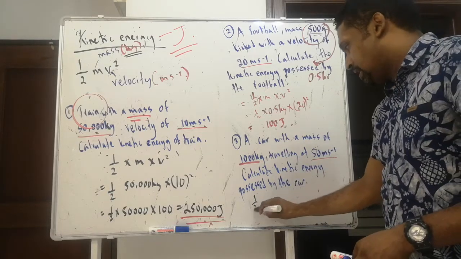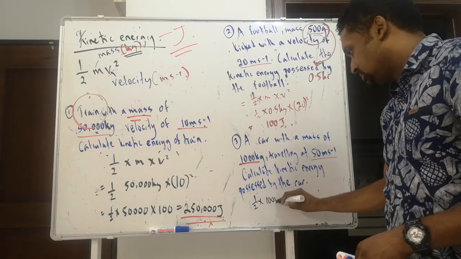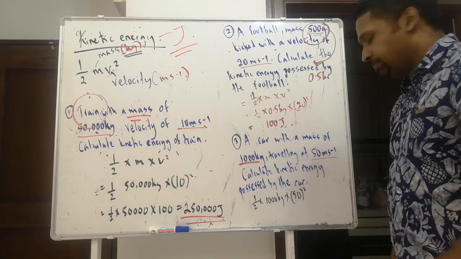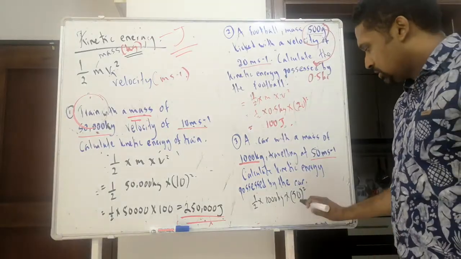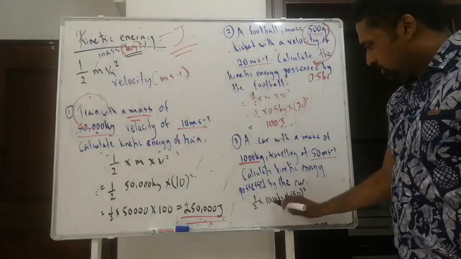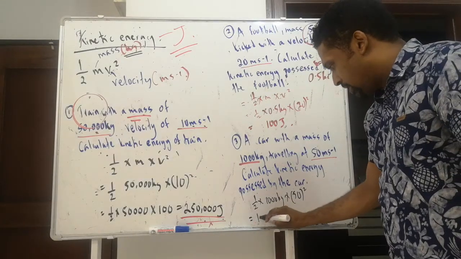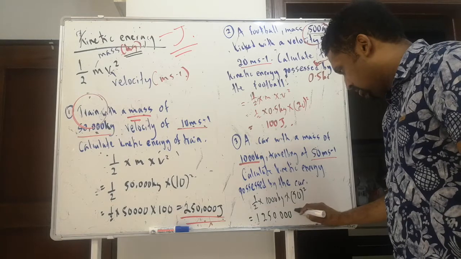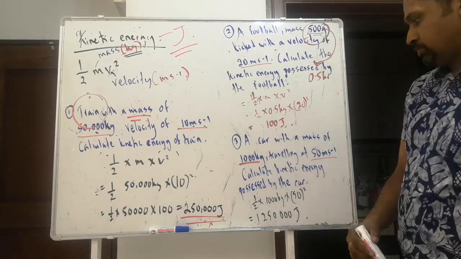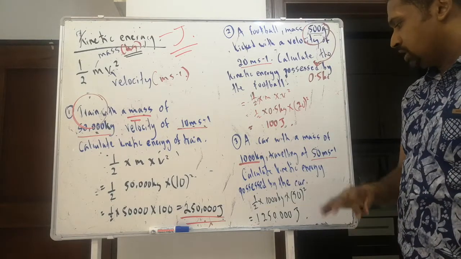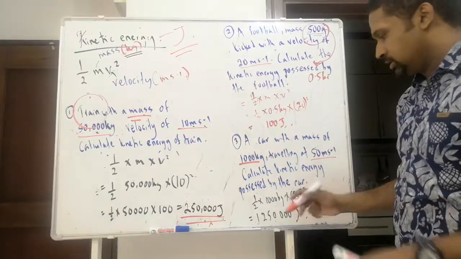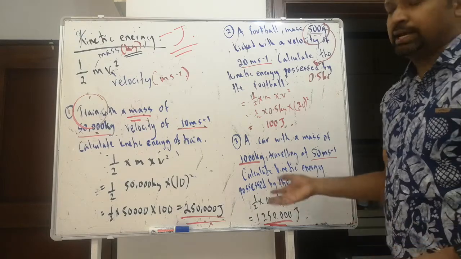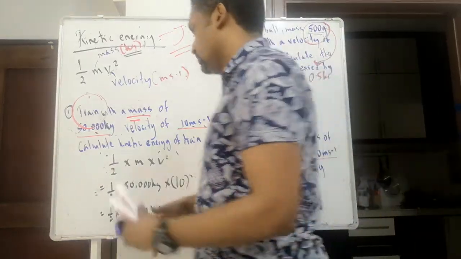So this one will be half times 1000 kg times 50 squared. So this will be 2500 times 1000, which is 1.25 million joules. 1,250,000 joules. This would be the kinetic energy possessed by the car. Please check with the calculator on that. Just a big one I'm giving you.